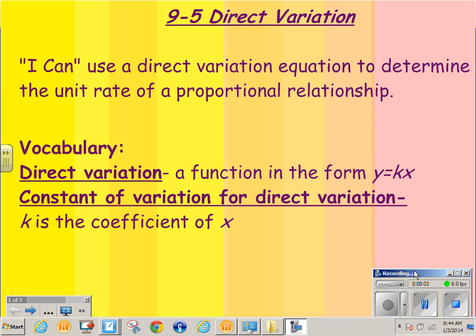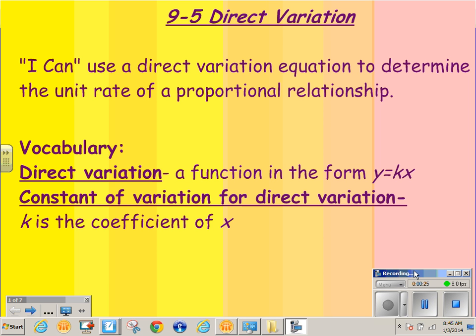Hello, 8th graders. Today we're going to be working with direct variation. If your I can statement is not listed on your notes, go ahead and take the time to write that down for me, please. I can use a direct variation equation to determine the unit rate of a proportional relationship. So basically, we're going to be finding the unit rate so that we can do something with that. We can determine another number.